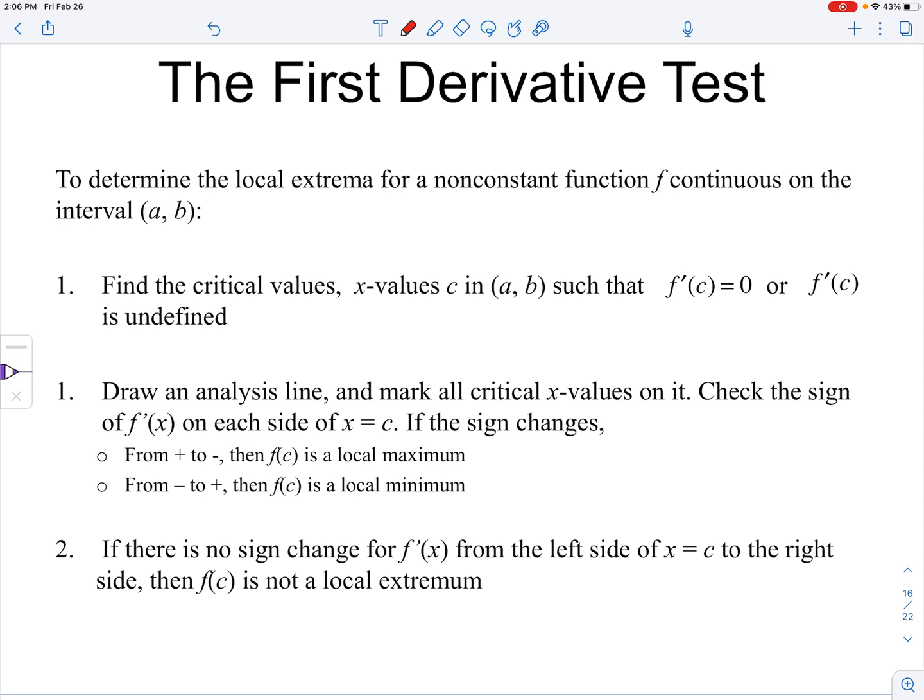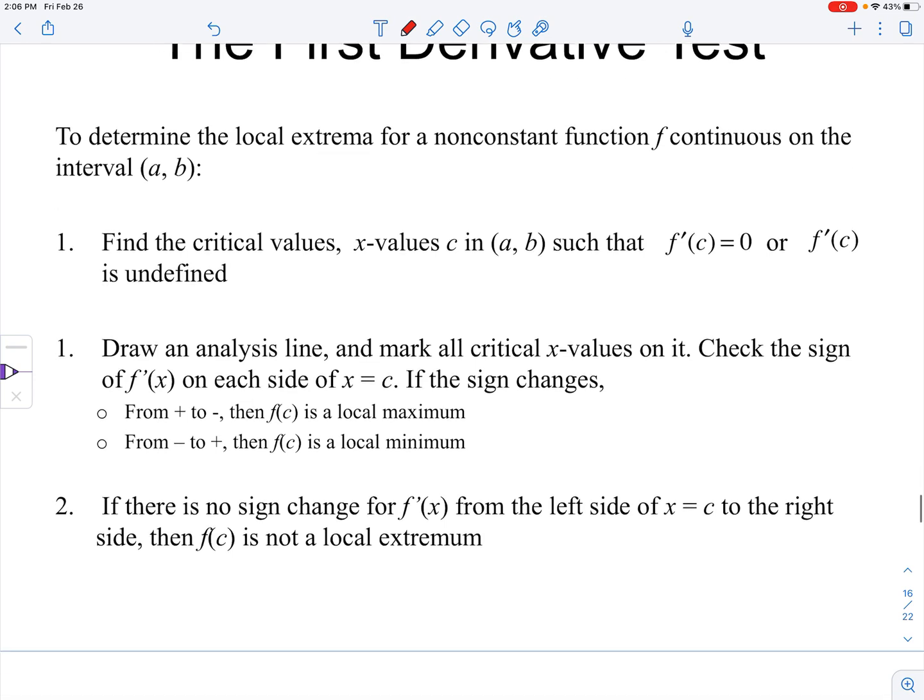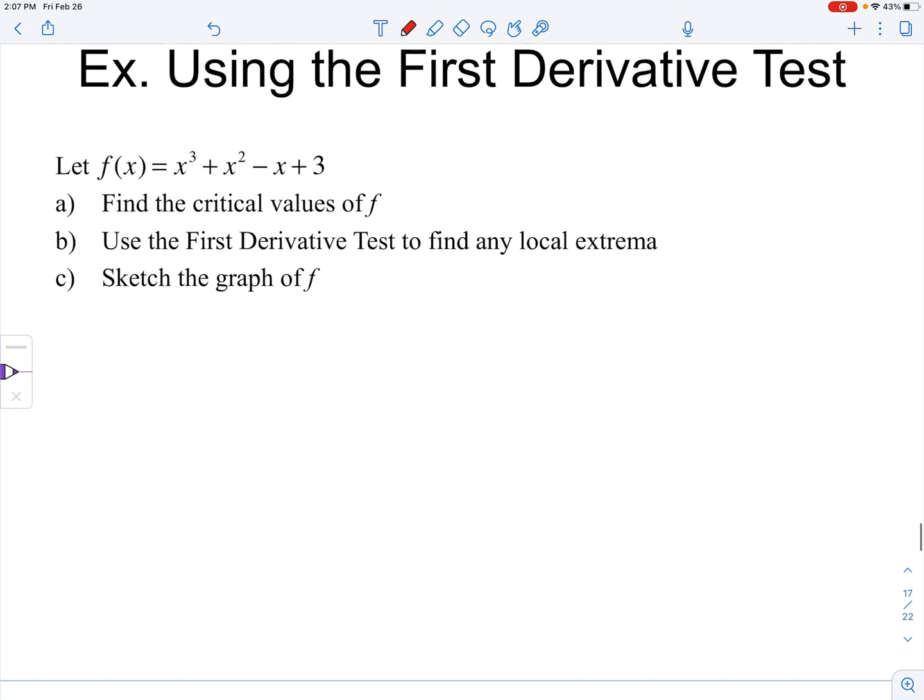If the function goes from increasing to decreasing, so positive to negative, then f of c is a local maximum. So the function evaluated at the critical value is a local maximum. If the function goes from decreasing to increasing, or the tangent lines go from negative sloping to positive sloping, then f of c is a local minimum. If there's no sign change from left to right of the critical value, then f of c is not a local extremum.